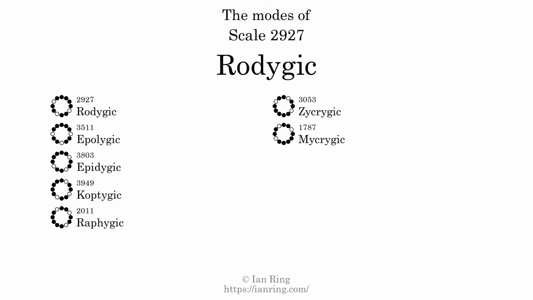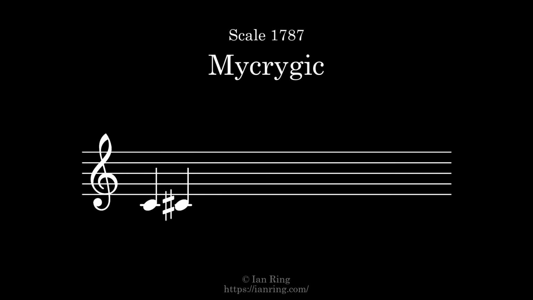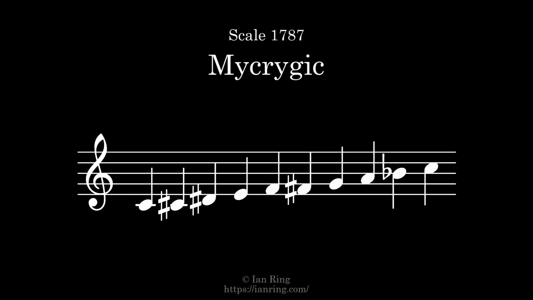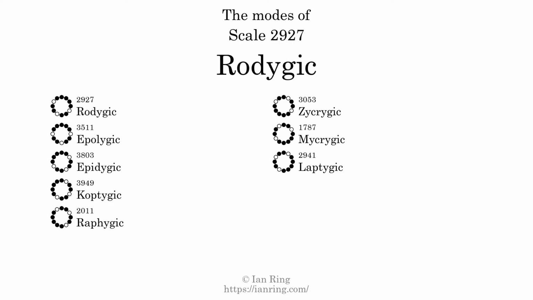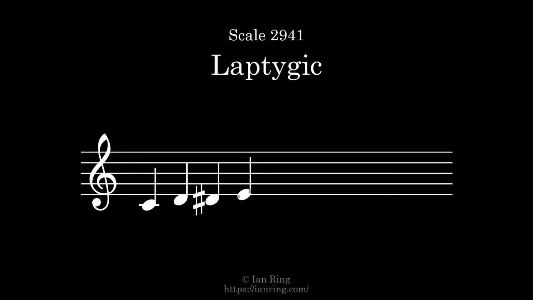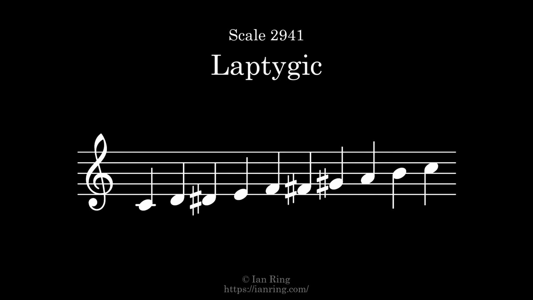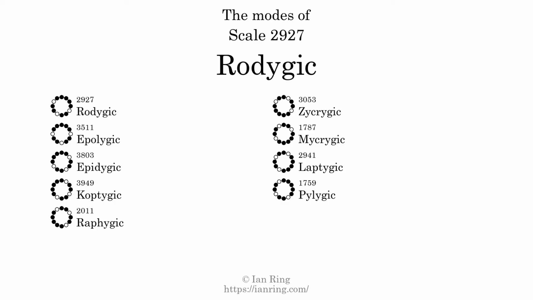The seventh mode is scale 1787, also known as micrigic. It sounds like this. The eighth mode is scale 2941, also known as laptogic. It sounds like this. The ninth and last mode is scale 1759, also known as pylogic. It sounds like this.